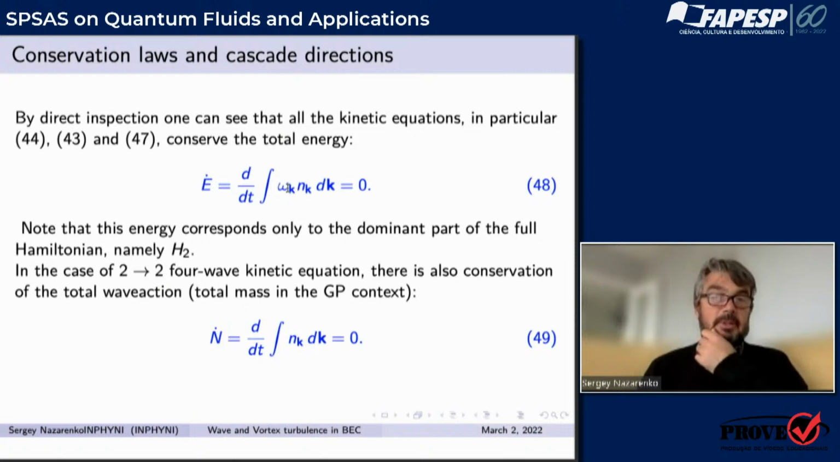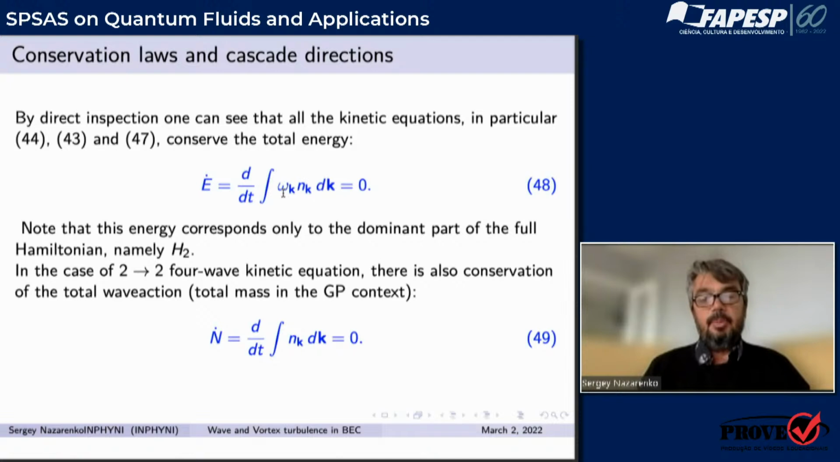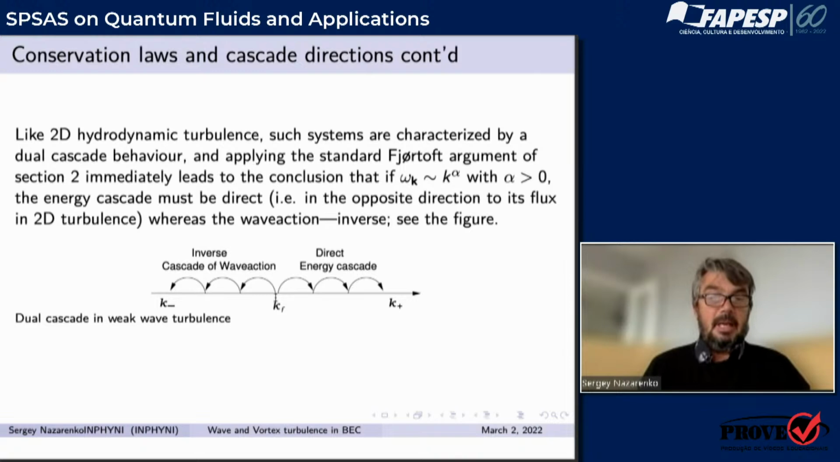But in this case, the energy within this approach in the kinetic equation corresponds to just the first part of the Gross-Pitaevskii energy, namely the non-interacting energy, which is natural because our approach assumes small nonlinearity, meaning that the free, non-interacting energy is much greater than the interaction energy. And so you see, just because of this k squared factor, which is omega, the Fjortoft argument that I told you in the beginning of this lecture is identical to 2D turbulence. But now the role of the energy of a classical fluid is played by the mass, or wave action. So we have the mass or particles cascading to low momentum states and the energy cascading to high momentum states.